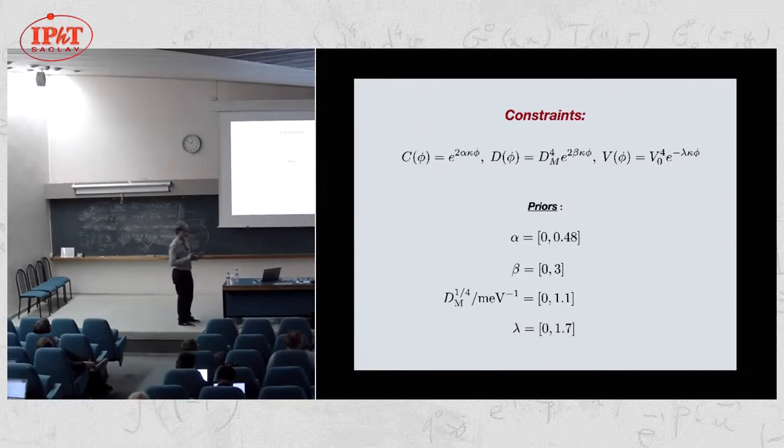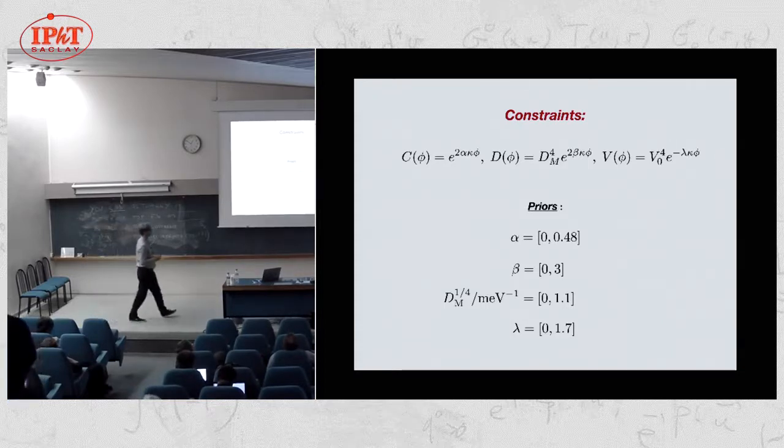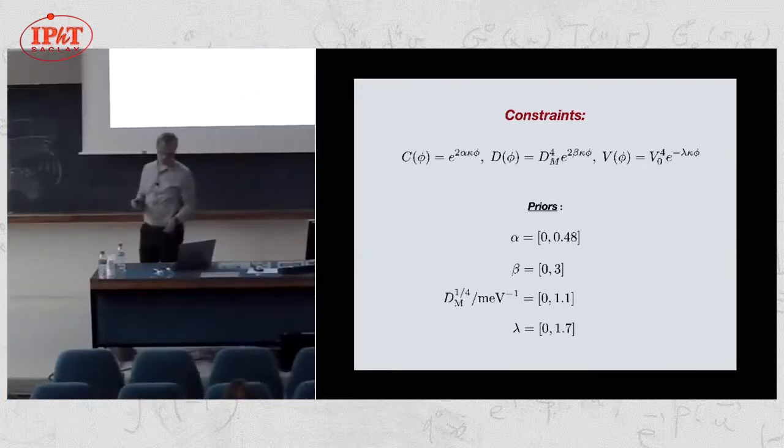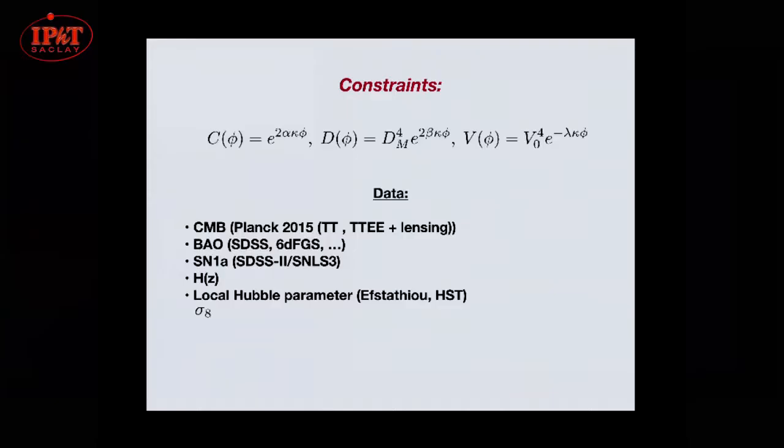For beta, we know nothing. So the range was quite broad, from 0 to 3. And for the mass scale, in milli-electron volts, between 0 and about 1. Okay? And lambda, that is the slope of the potential, from 0 to 1.7. Interestingly, if you were to expand these ranges slightly, we were struggling with CLASS. It didn't run properly. Didn't want to.